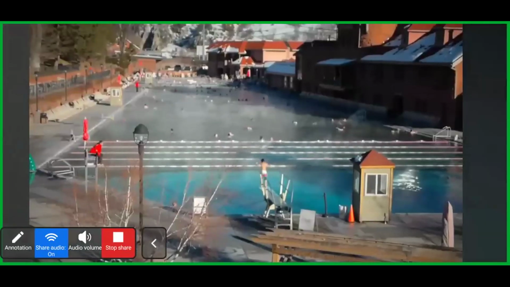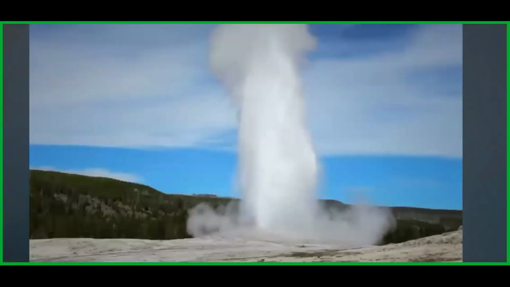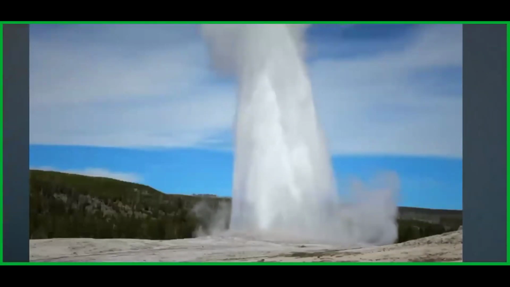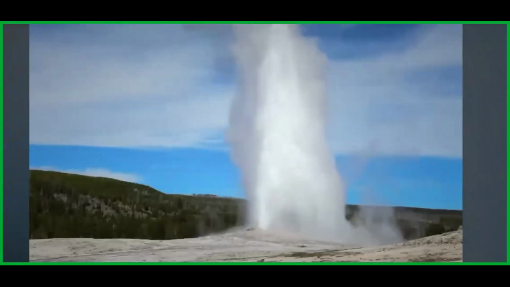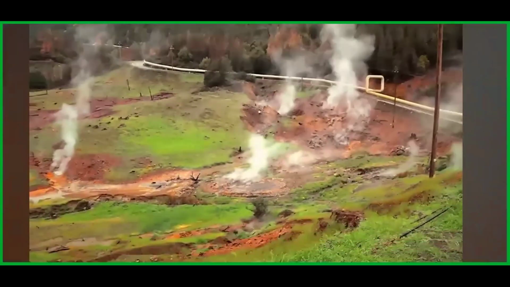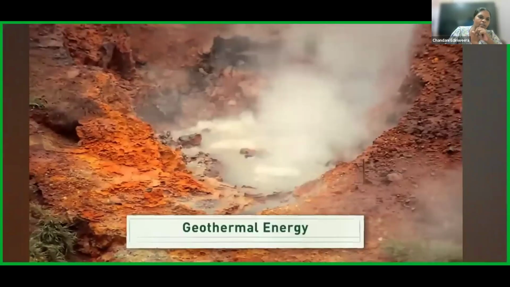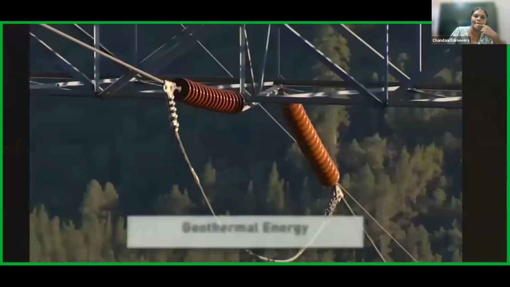You may have relaxed in a natural hot springs pool, or seen the Old Faithful geyser blasting hot water into the air in Yellowstone National Park. But have you ever thought of where all that heat comes from? Well, it comes from deep beneath the surface of the Earth, and it's called geothermal energy. And we can use it to generate clean, renewable electricity.